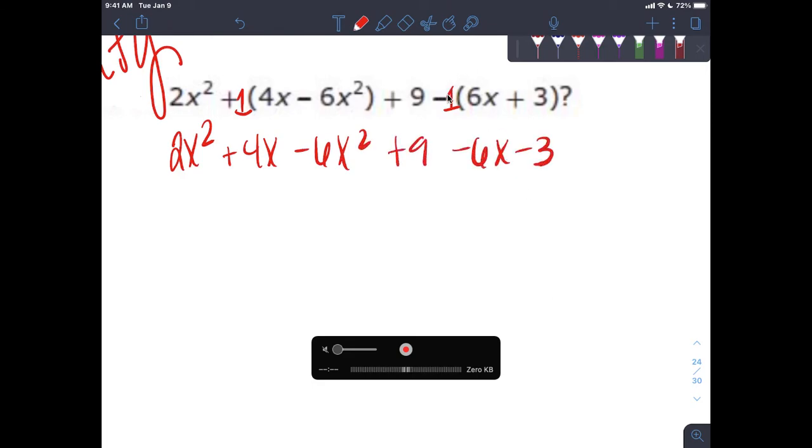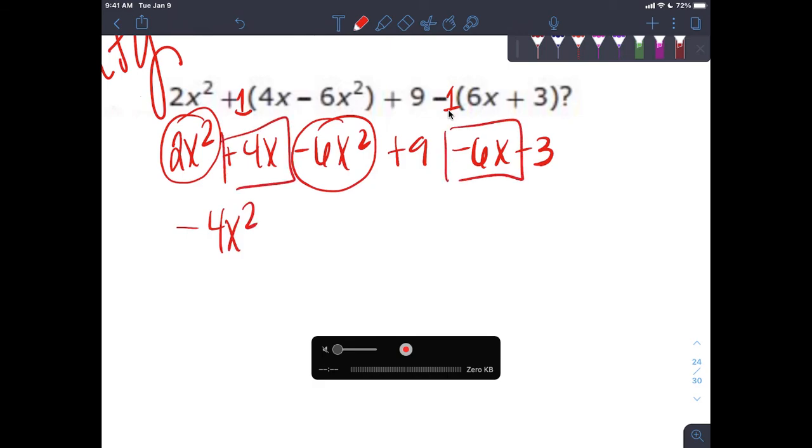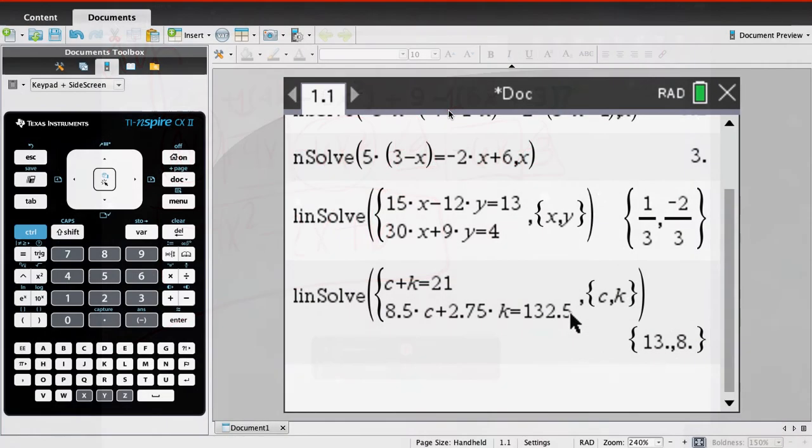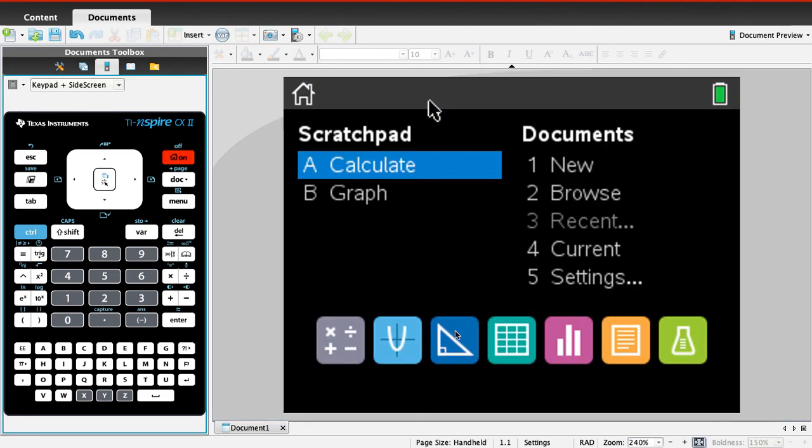Notice how this negative distributed into here, and this positive didn't do anything. Positive 1 times anything stays the same. Negative 1 times anything changes its sign. Let's start combining like terms. And it should simplify to that. But I want to make sure that I did this math 100% correct. Let's go ahead and graph both of these.